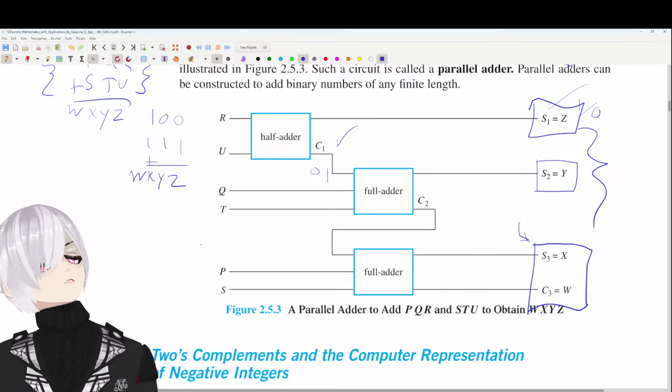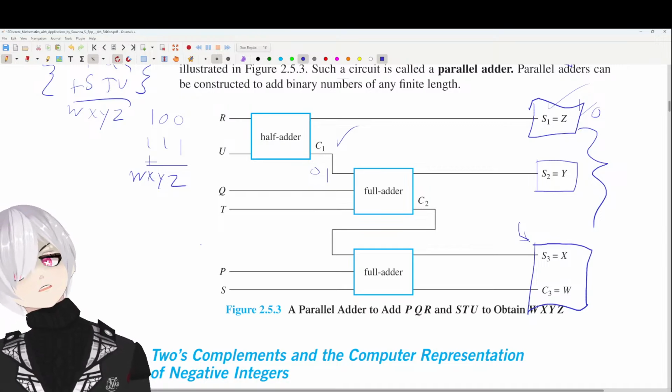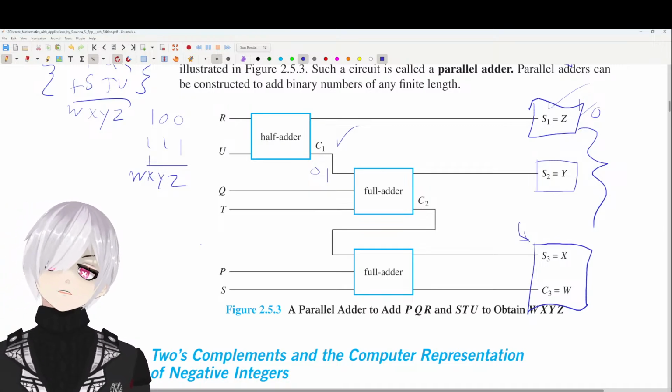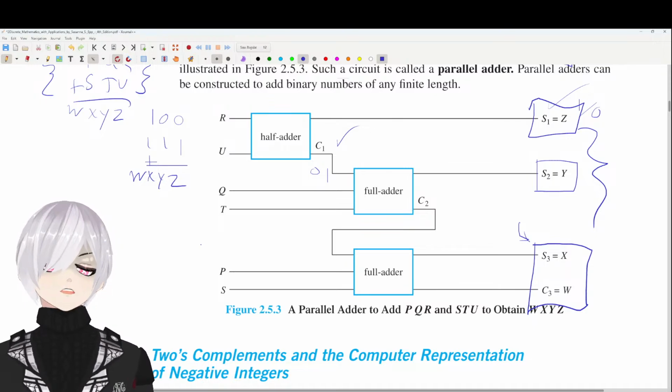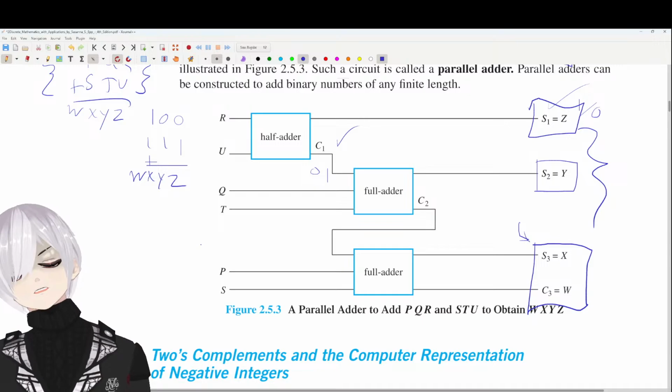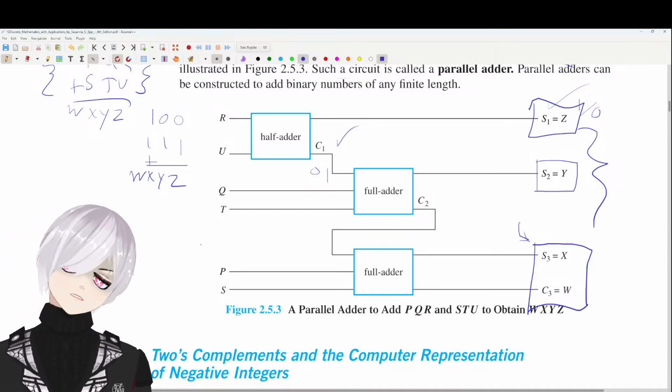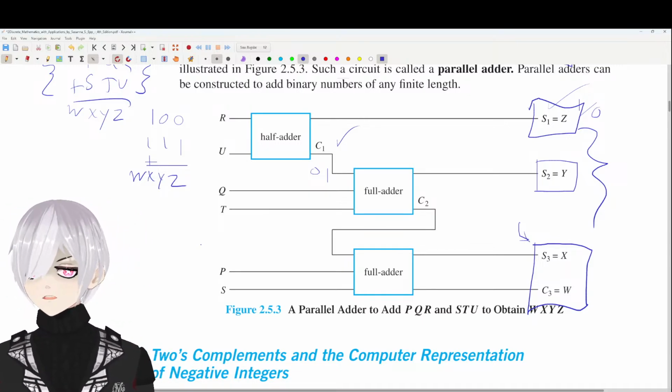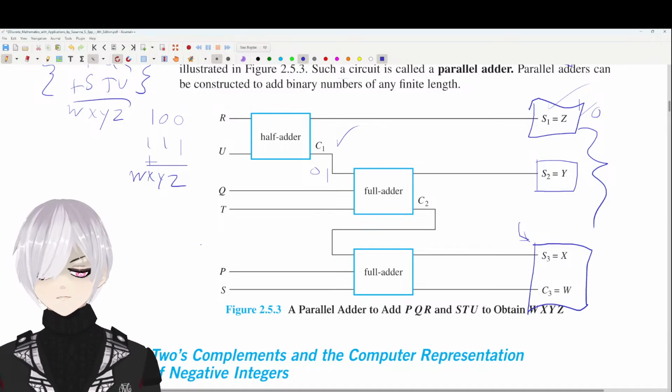So we're kind of setting aside how the variables were used before. And then similarly, we do C2 plus P plus S, and we just call the sum of that C3 S3. Interesting. It's interesting that we can do that.